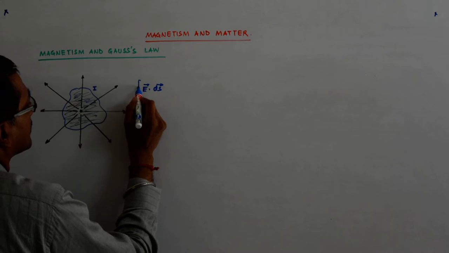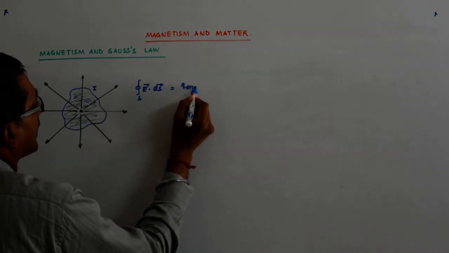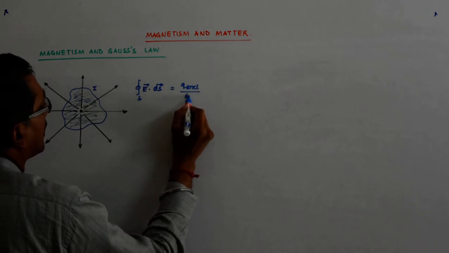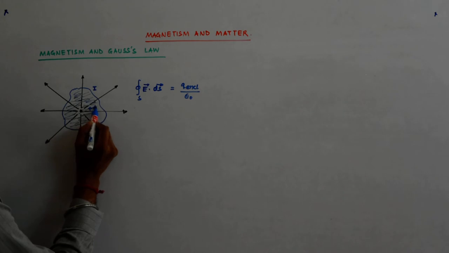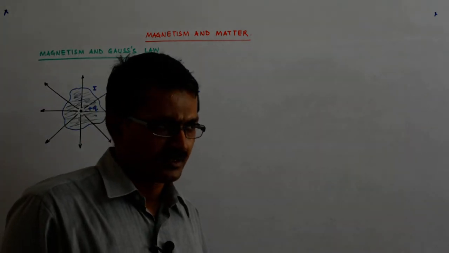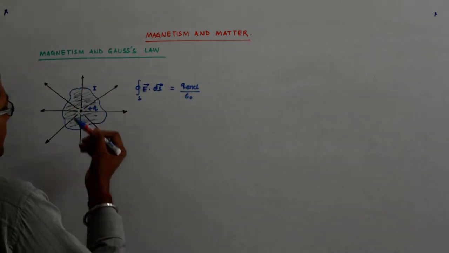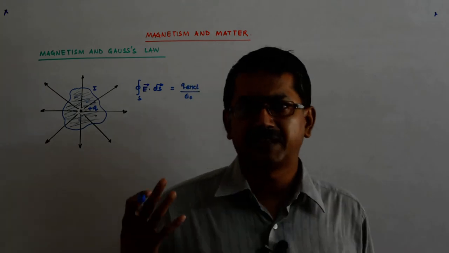E dot ds over the surface is Q enclosed upon epsilon naught. Here my Q is this. The charge is plus Q. The same if Q, and by Q enclosed, it also means any other charges that are enclosed by this, right?